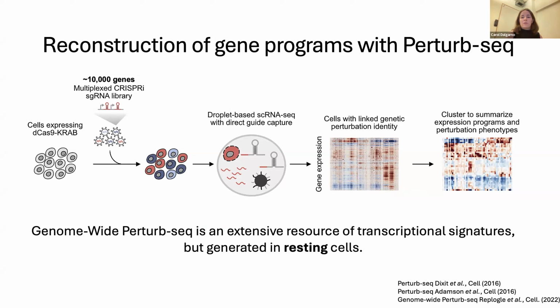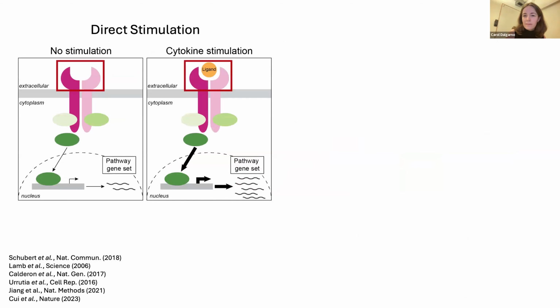However, this dataset was generated in resting cells. So if we want to look at gene signatures that are context dependent, that are involved in processes such as cell signaling, then we need to generate additional Perturb-seq datasets in cells that are stimulated to induce pathway activity.